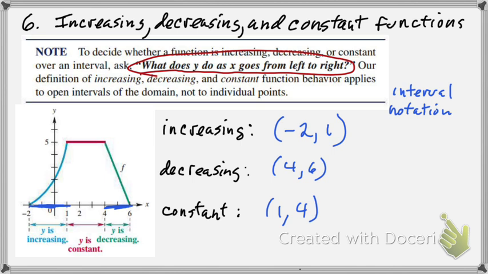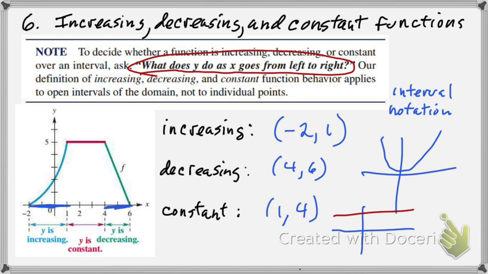Now, this could be a curved graph. It could be like x squared, where it's like this. In which case, it's never constant, right? Never constant. It's either decreasing or increasing. It could be a graph like this, where they're just talking about that horizontal line. It's always constant.